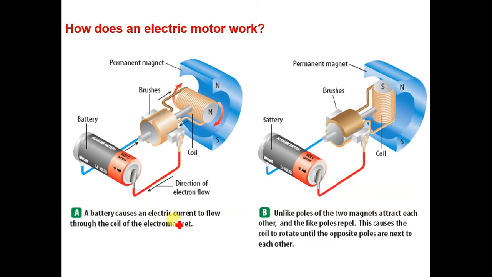A battery causes an electric current to flow through the coil of the electromagnet. Okay, so this electromagnet has a north and south pole. Now what will happen? Because we know that unlike poles of two magnets attract each other and like poles repel, so this electromagnet now will turn. This north will be attracted by what? By this south. Okay, so it will turn to be in this way. So north is attracted here by south, and the south here is attracted by this north.